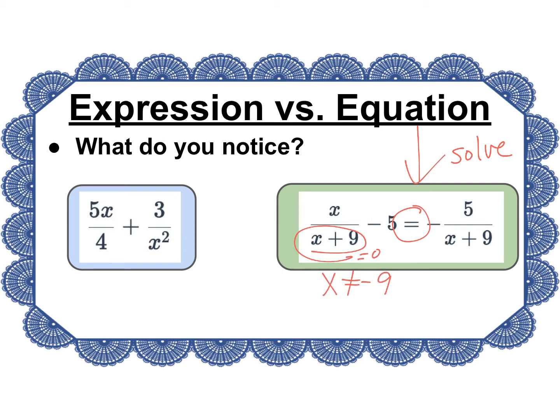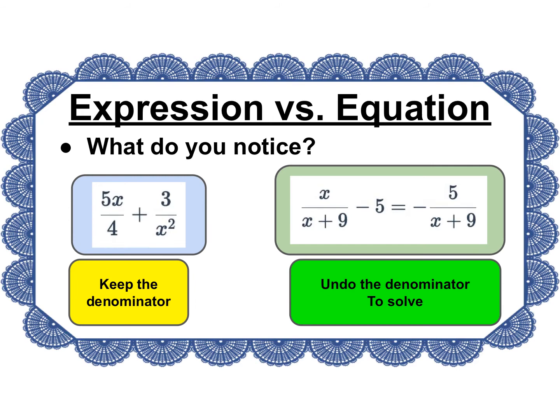So if I were to go ahead and solve that, I want to check my answer to make sure x is not -9. In the blue, this is what we have been working on. These are expressions. So we keep the denominator. We get a common denominator and we keep the denominator, and our answer is a fraction. And the second one, the green one, we can get x to equal anything. So with the blue one, you keep the denominator. With the green one, we're going to learn that we're going to undo the denominator in order to solve it.